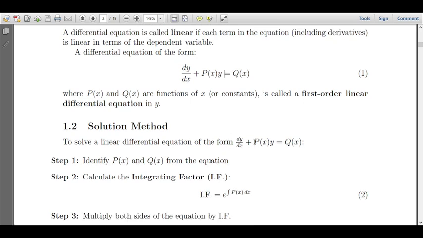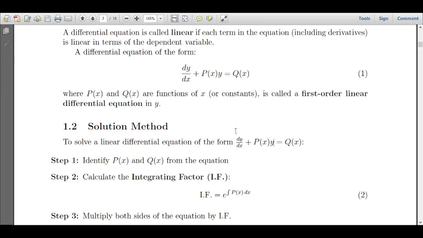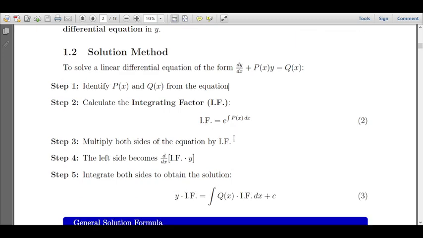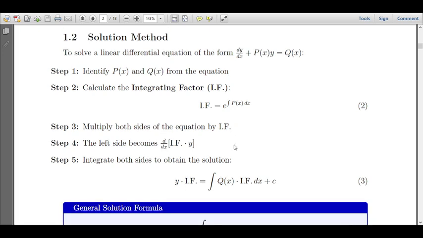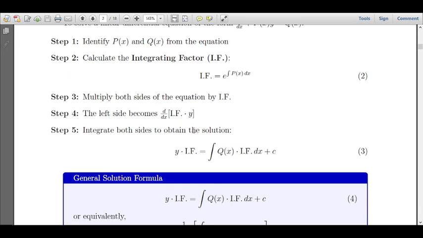First, we have to form the first order linear differential equation, of the form dy by dx plus p of x into y equal to q of x, and next identify this p of x and q of x. Next find the integrating factor equal to e power integral p of x dx. Next multiply both sides of the equation by the integrating factor. Then the left side becomes d by dx of integrating factor into y.